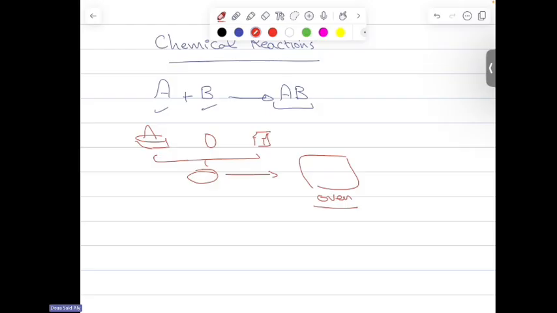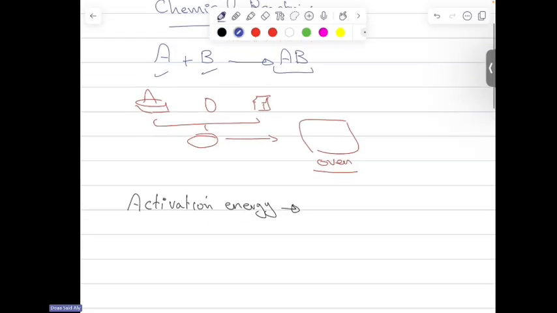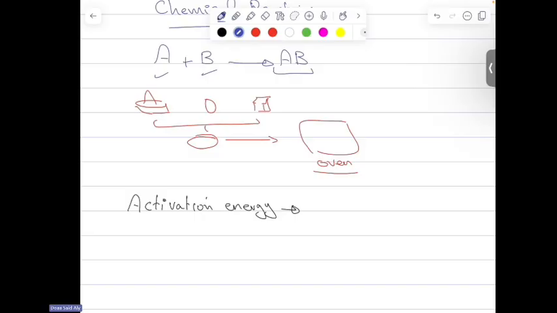So what's the meaning of the term activation energy? It's very important. Activation energy is the minimum amount of energy required for a chemical reaction to begin or to start. I mean, for any chemical reaction, you have to add energy. The minimum amount of this energy is called activation energy. Again, you must memorize the meaning of the activation energy.